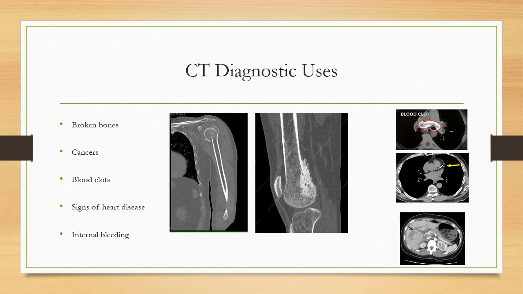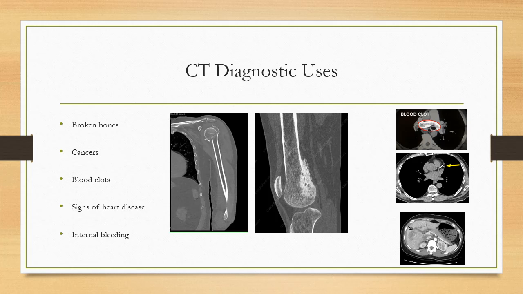CT has several diagnostic uses. The image on the left is a coronal view of the humerus. Can you see the fracture just below the humeral head? The image to the right is a sagittal slice of the knee. The bright white area represents bone cancer in this particular case.